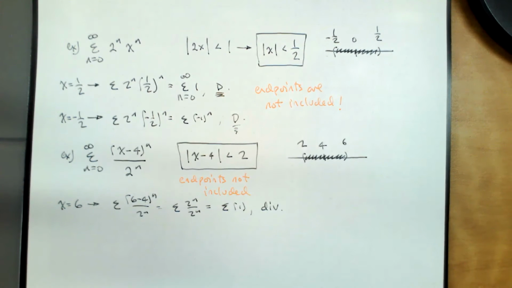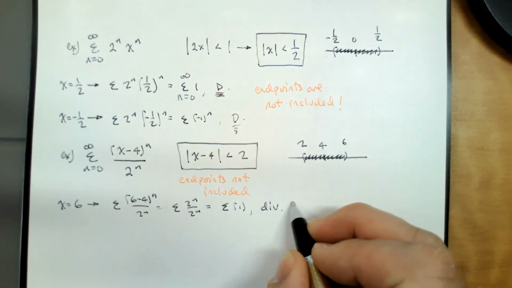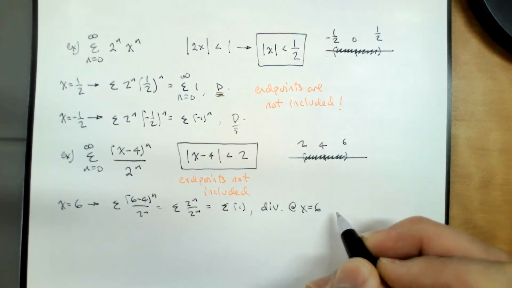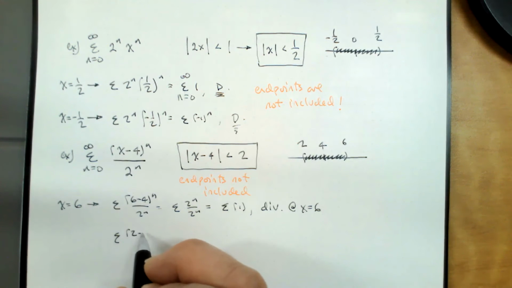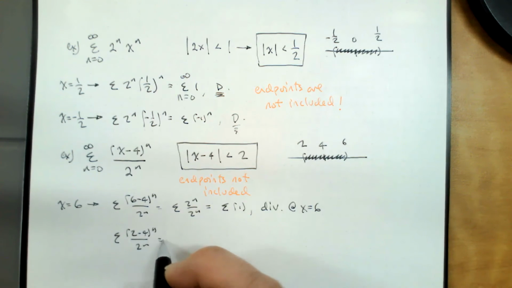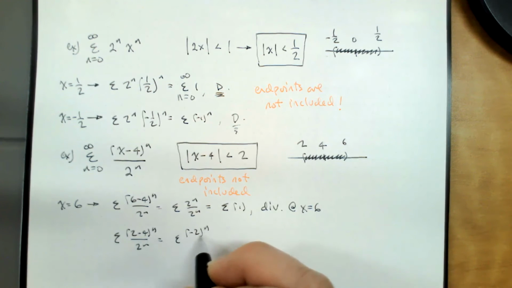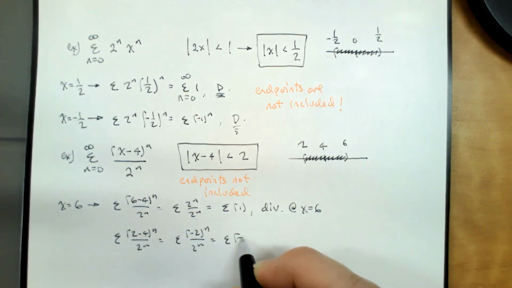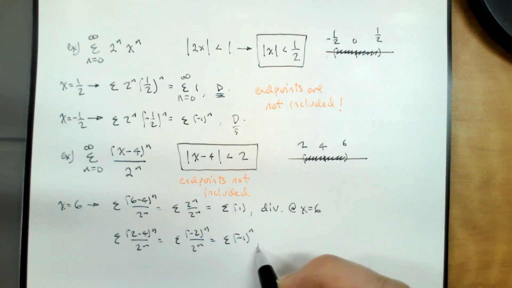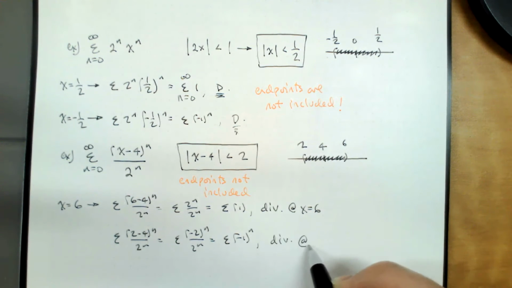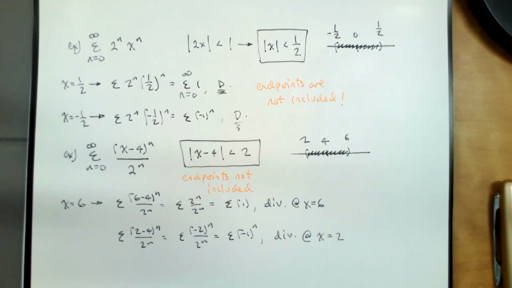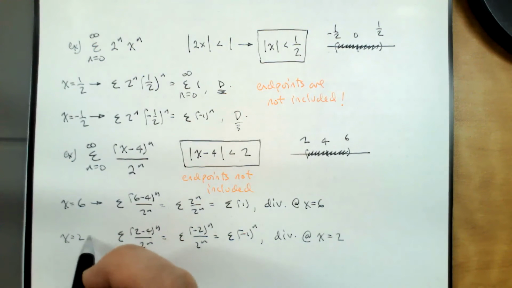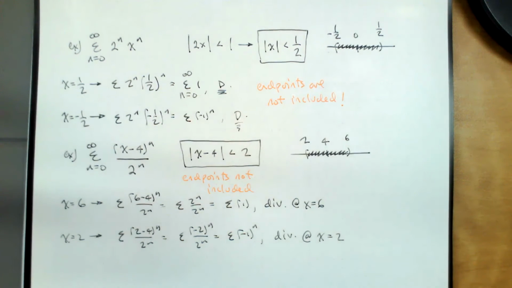So the power series diverges at x equals 6. If we look at the series at x equals 2, minus 4 to the n over 2 to the n is going to give us the alternating. So we get negative 2 to the n over 2 to the n, a sum of negative alternating ones. So we check the endpoint because the ratio test does not see what's going on at the endpoints.